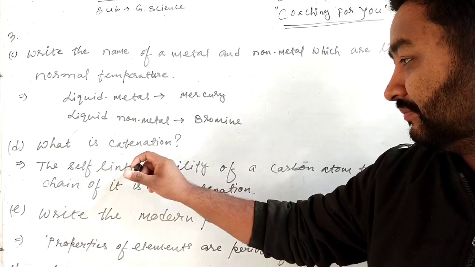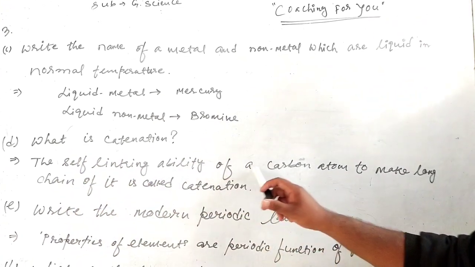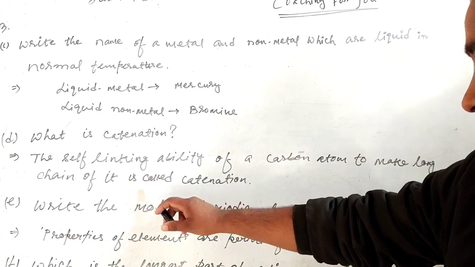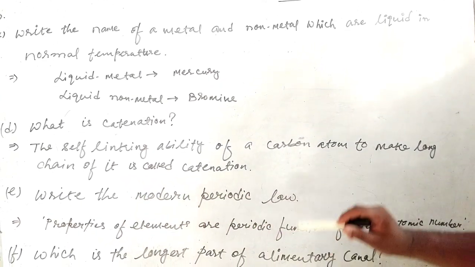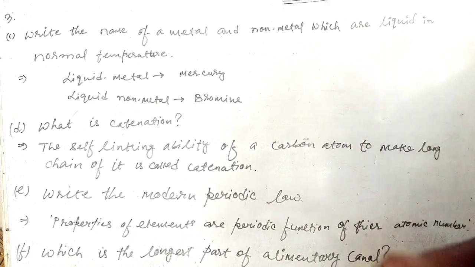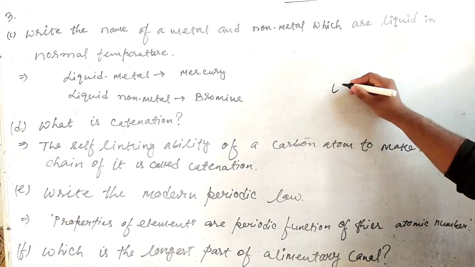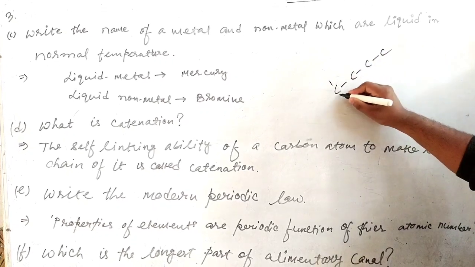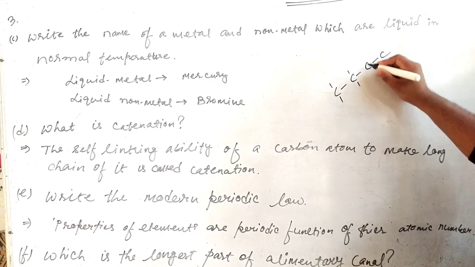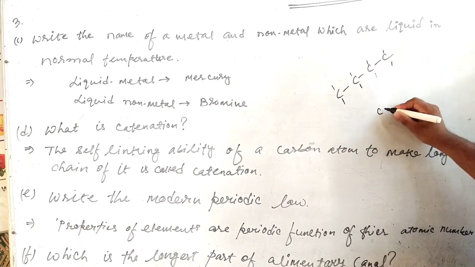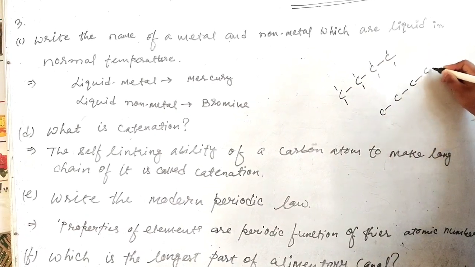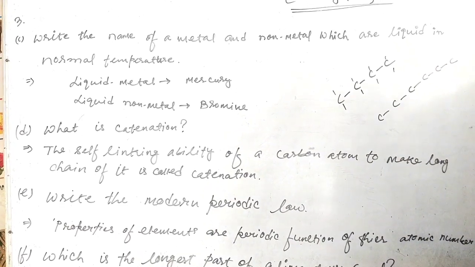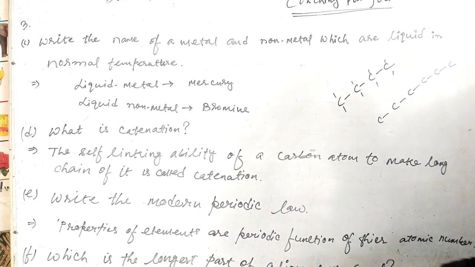What is catenation? The self-linking ability of a carbon atom to make long chain of it is called catenation. Means carbon ka pass ek ability aisa hota hai. Carbon khud ko aisa join kar sakta hai. So you know, carbon khud ko join karke ek lamba chain bana sakta hai. So that is called catenation. That property of carbon is called catenation.